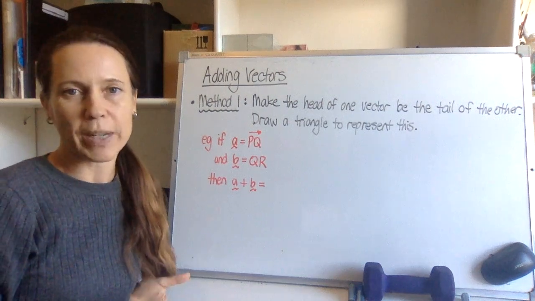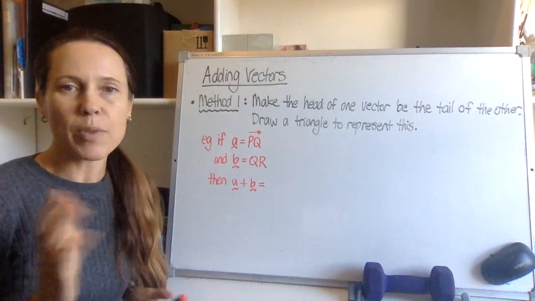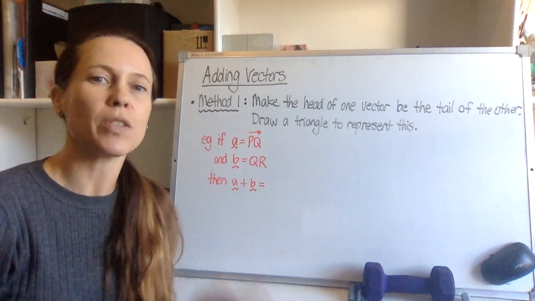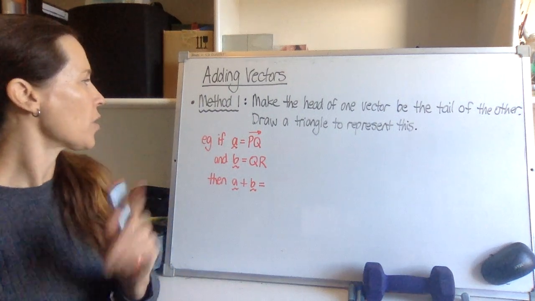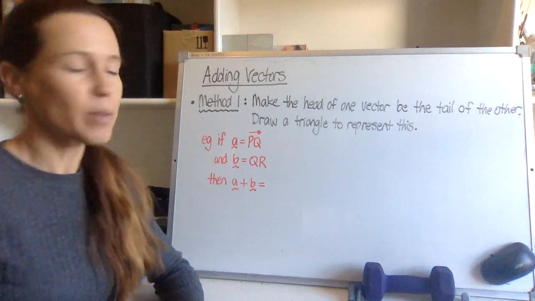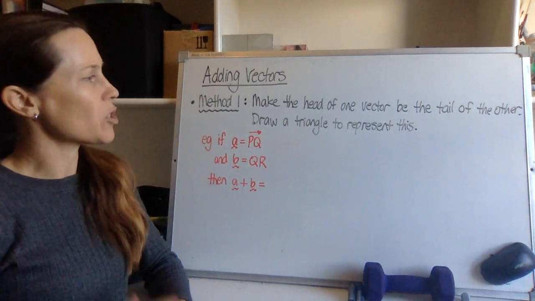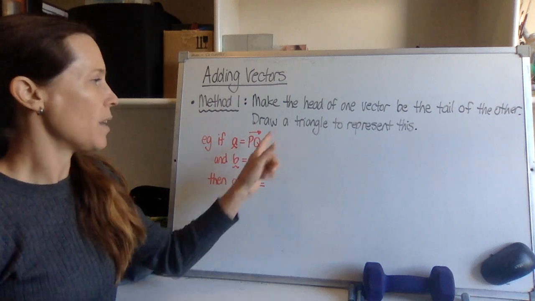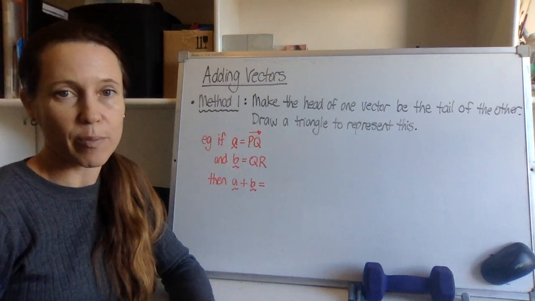Let's look at two different ways that we can add vectors. Now, as with anything, we need as many tools in our toolkit that do the same thing as possible so that we can use them in different applications. So I've got two methods to show you. They're both important. Method one says just make the head of one vector be the tail of the other and draw a triangle to represent this information.